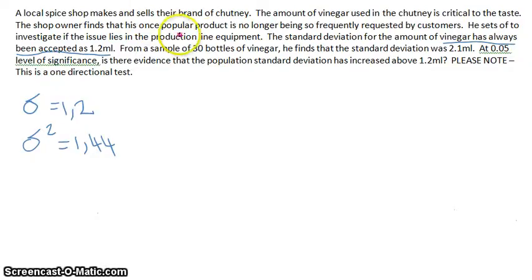From a sample of 30 bottles of vinegar, he finds, it should be bottles of chutney, it shouldn't be vinegar. From a sample of 30 bottles of chutney, he finds that the standard deviation is 2.1 milliliters. So the n is equal to 30. And then the sample standard deviation, that at least is clear to us, is 2.1 milliliters. Well, never mind the milliliters. And then the sample variance would therefore be 4.41.